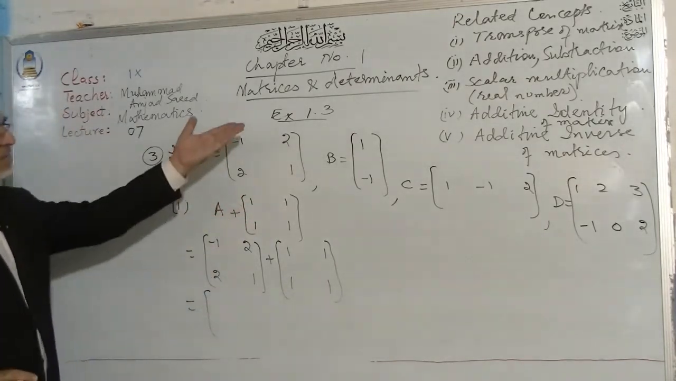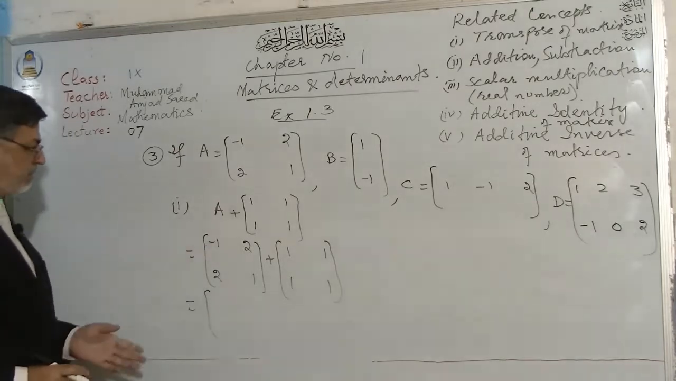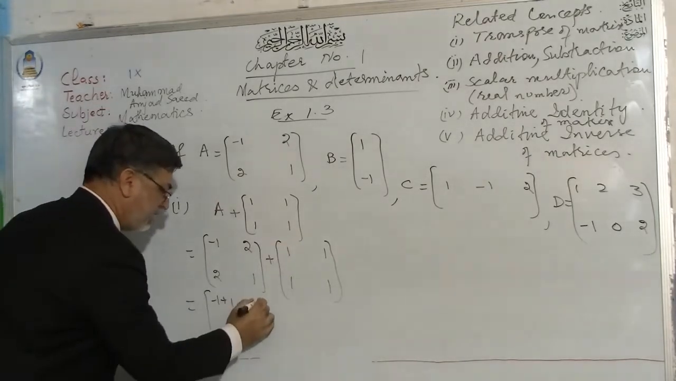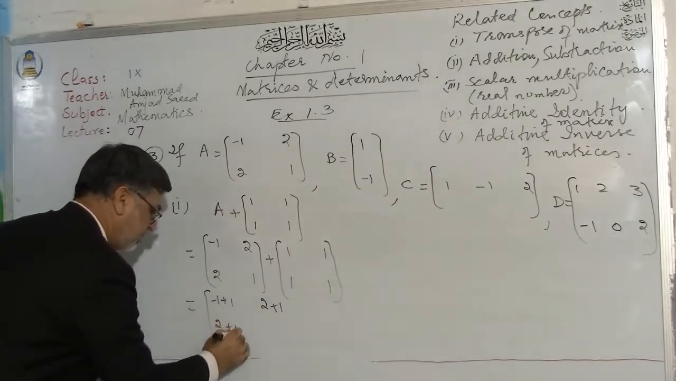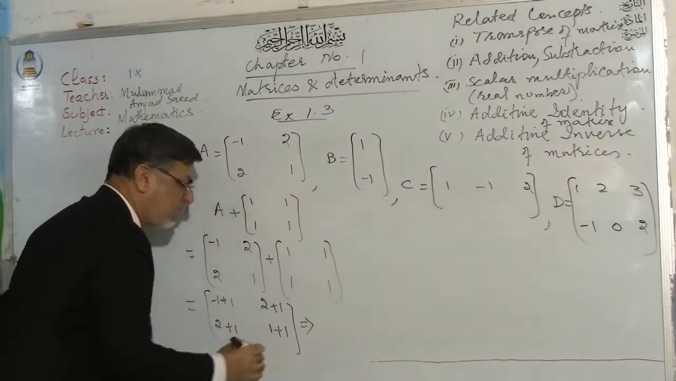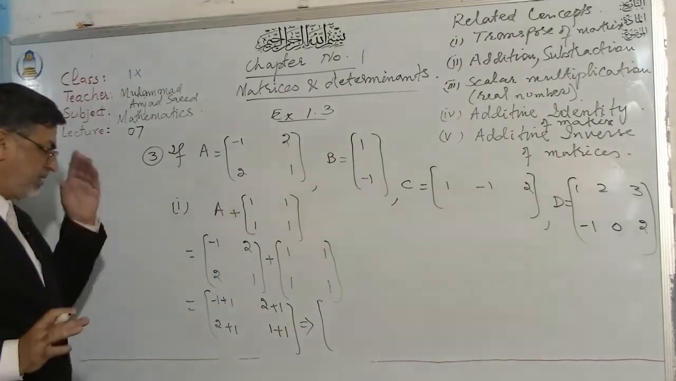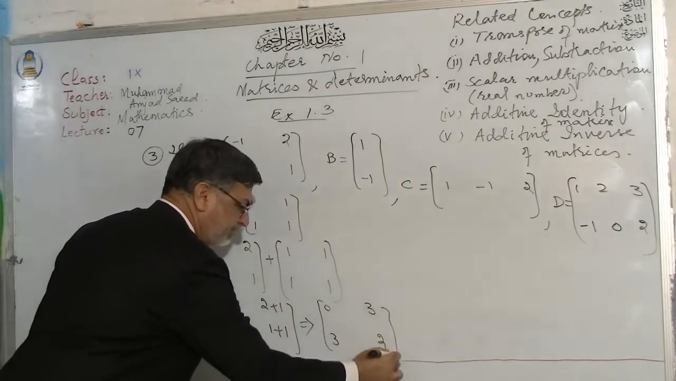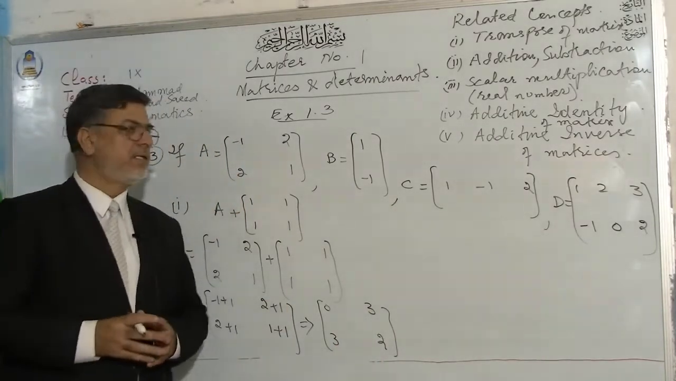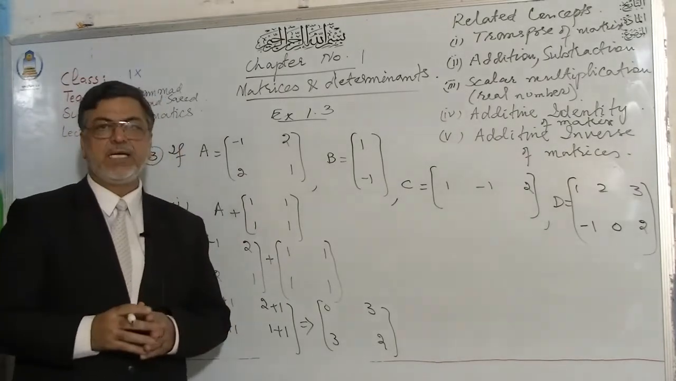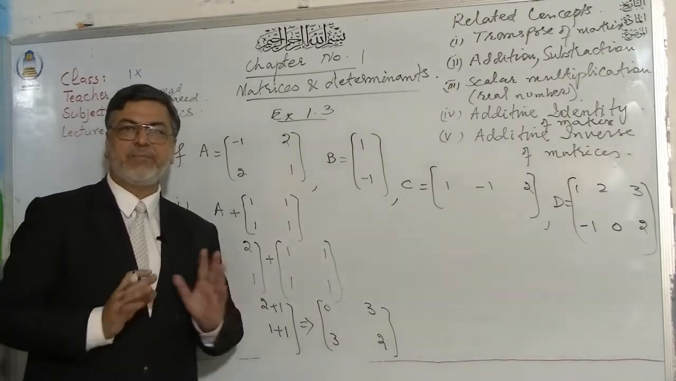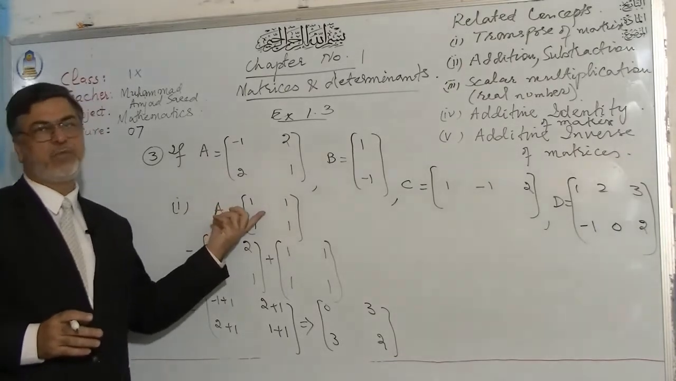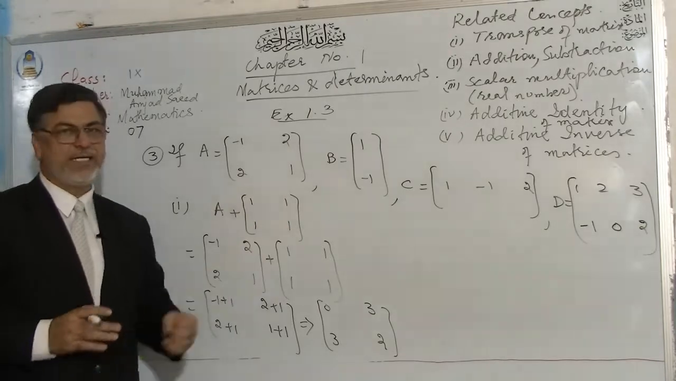Now simply you add, just like question number 1 or question number 2. First plus first, and second plus second, third plus third, and fourth plus fourth. Corresponding entries will be added or subtracted as given in the question. This is 0, 3, 3 and 2. One important rule is that whenever you add or subtract the matrices, there will be no change in the order of the matrix. You will get a 2 by 2 matrix if you have matrices of 2 by 2 order. Then after adding, you will get that answer.